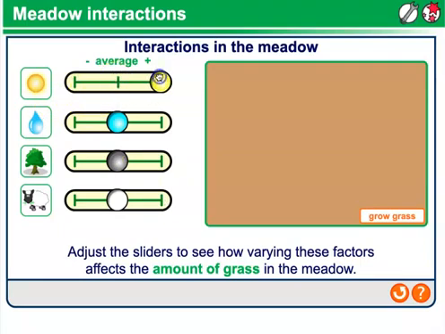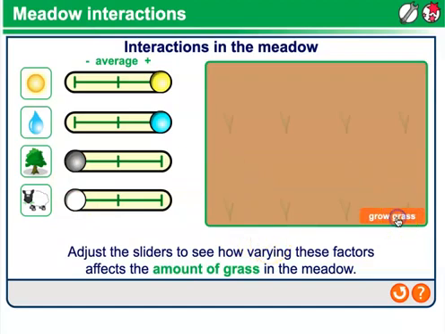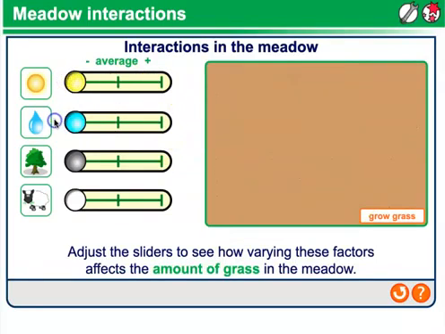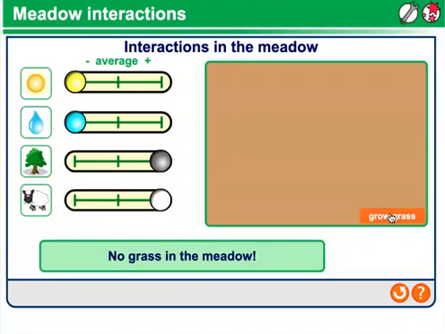These variables can interact with one another in varying degrees. If we have high amounts of sunlight and high amounts of water, low shade and low predators, in this instance, we may have a very lush meadow, extremely high growth rates. Whereas if we go the opposite direction with each of these, low water, low sunlight, high shade, and a large number of predators, there may not be any grass in the meadow at all.